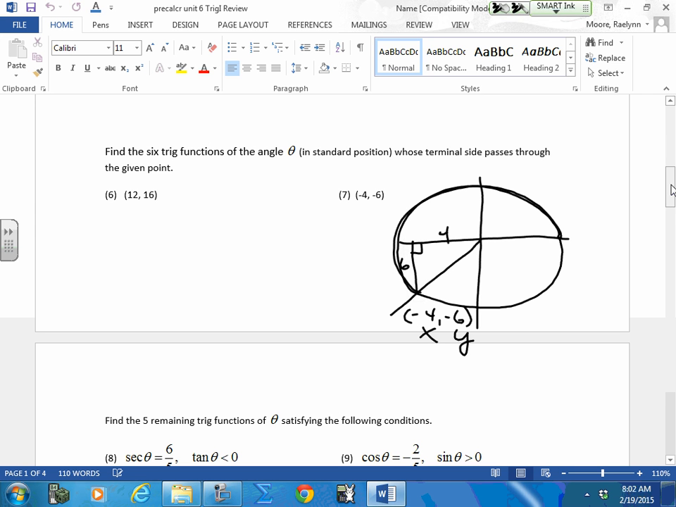How do I find my radius? What's confusing? Oh no, your circle is superimposed on your XY axis. That's all we did. We found this point, -4, -6. Look.